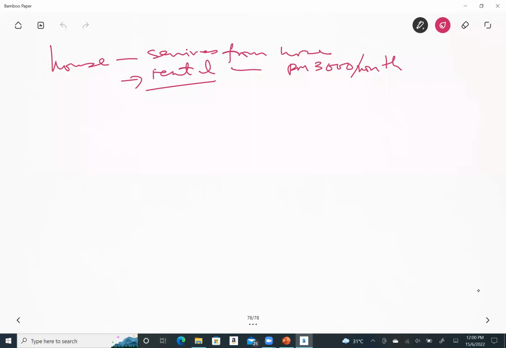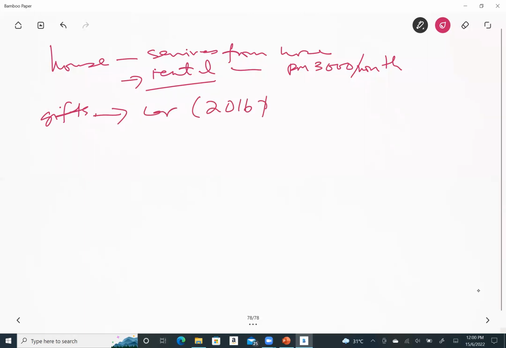Okay. Now, some of the income, for example, gift. Okay, it is given to you. All right, it's given to you. Suppose one of your friends, he or she died yesterday, and she gives you a gift. She gives you a car. All right, leaves you a car. Let's say a 2016 Proton Saga. Okay, so that is considered income.